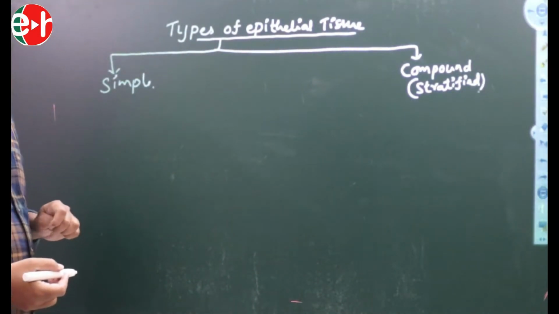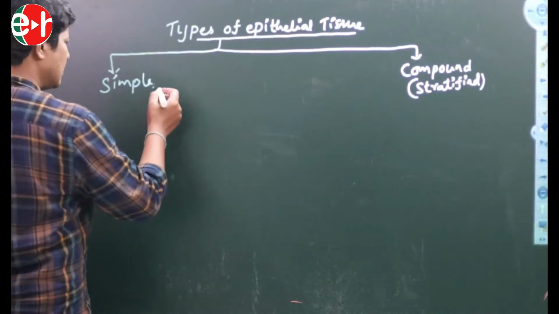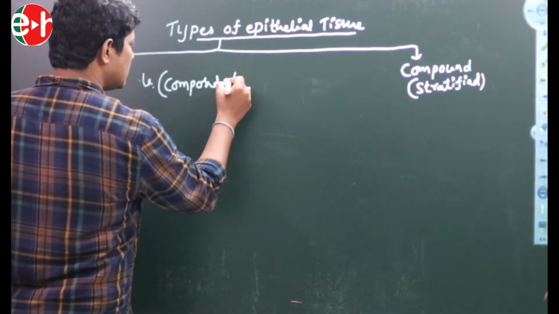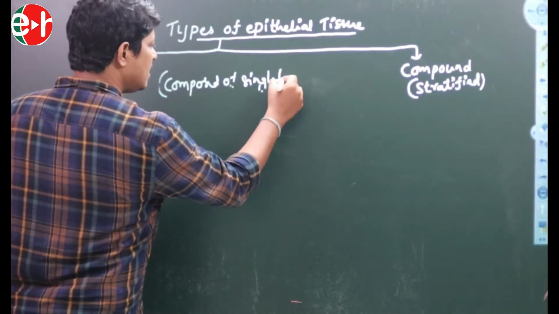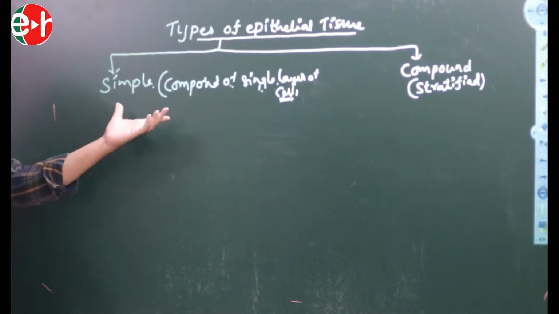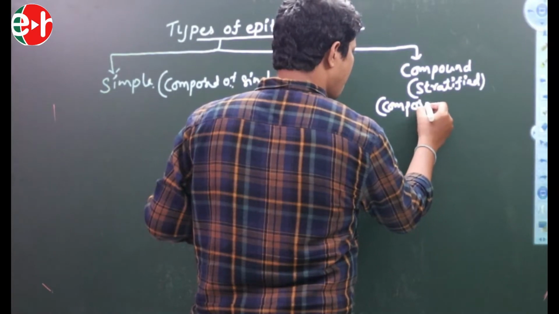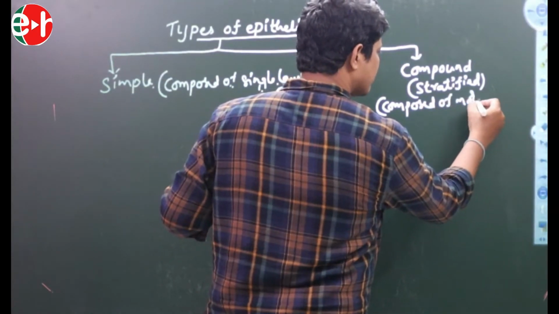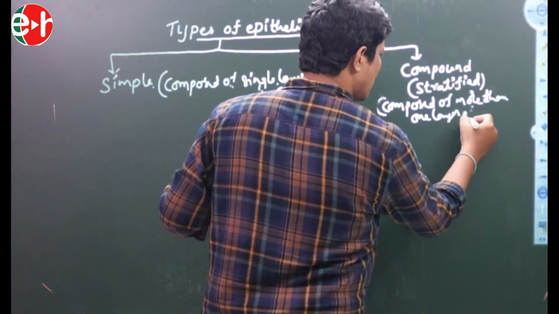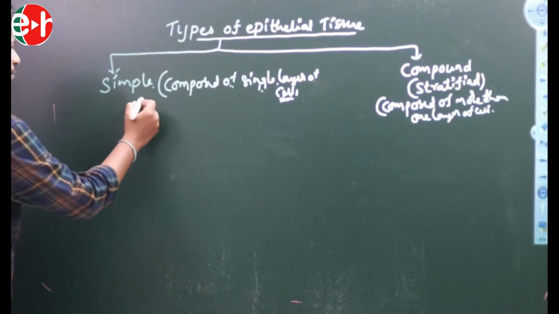Stratified epithelium. Compound epithelium, another name is stratified epithelium. The differences between simple epithelium and compound epithelium are: the simple epithelium is composed of a single layer of cells, whereas the compound epithelium is composed of more than one layer of cells.